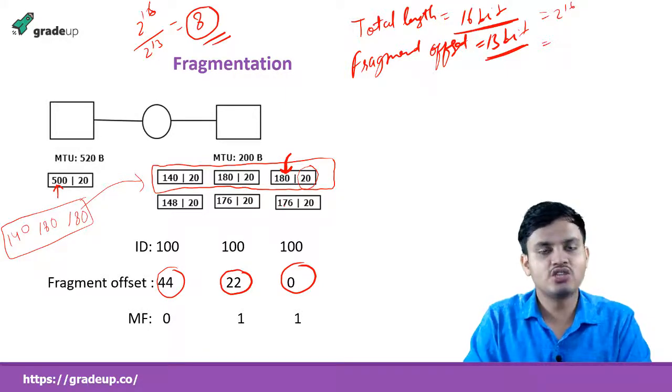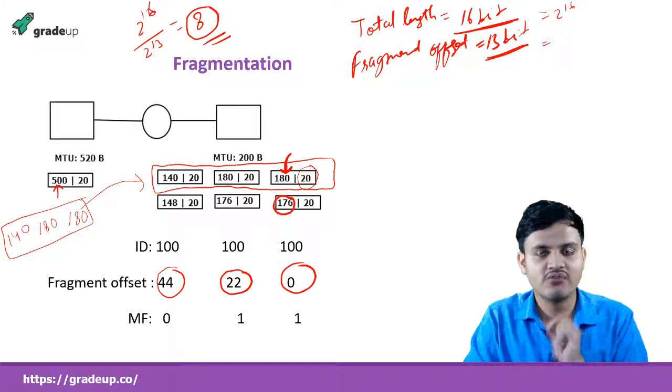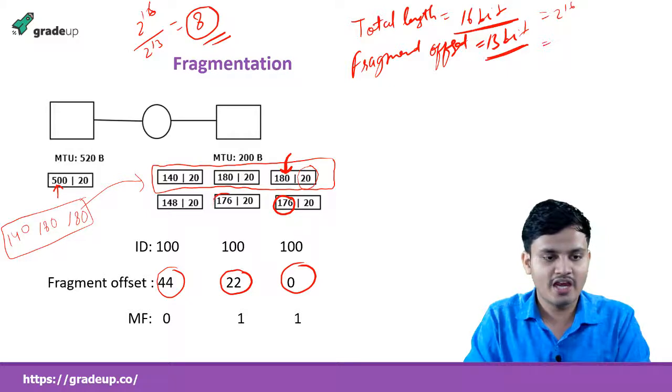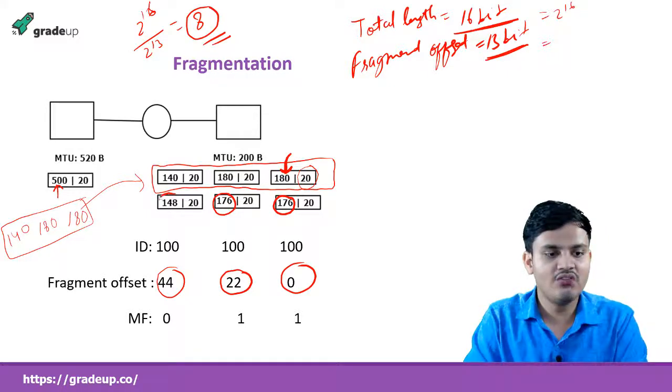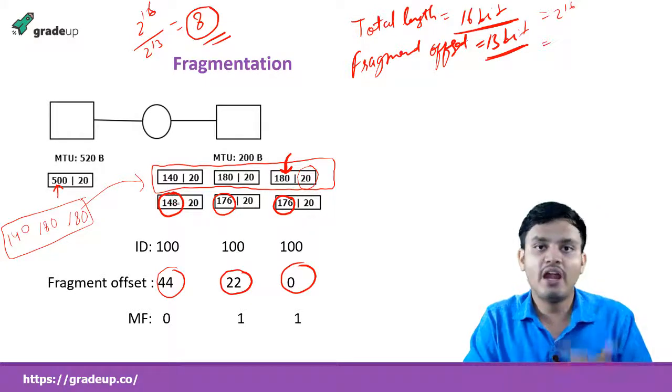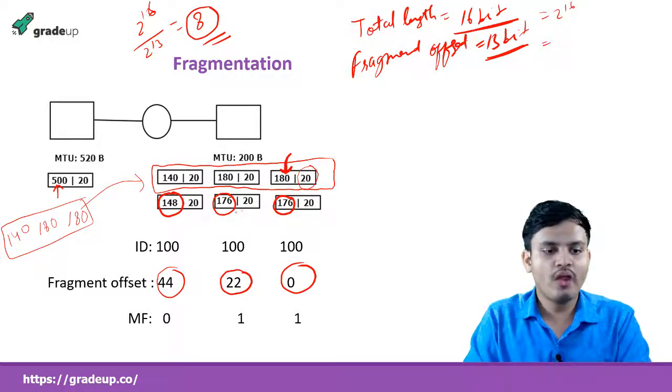So 180 is not divisible by 8. Try to divide it, it is not divisible. What is the number less than 180 that is divisible by 8? 176. So I am going to send 176 in the first packet. Similarly in the second packet 176, and how many remaining? 148, which is divisible by 8. So that is fine, I am going to use this.